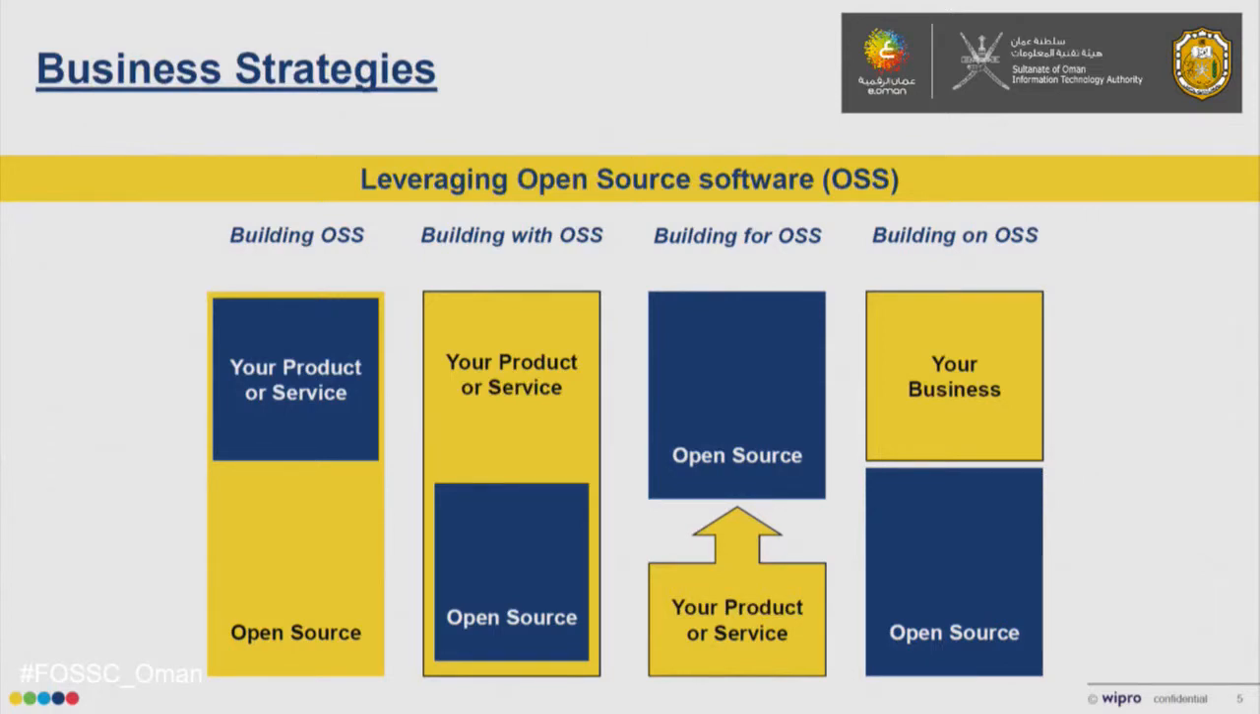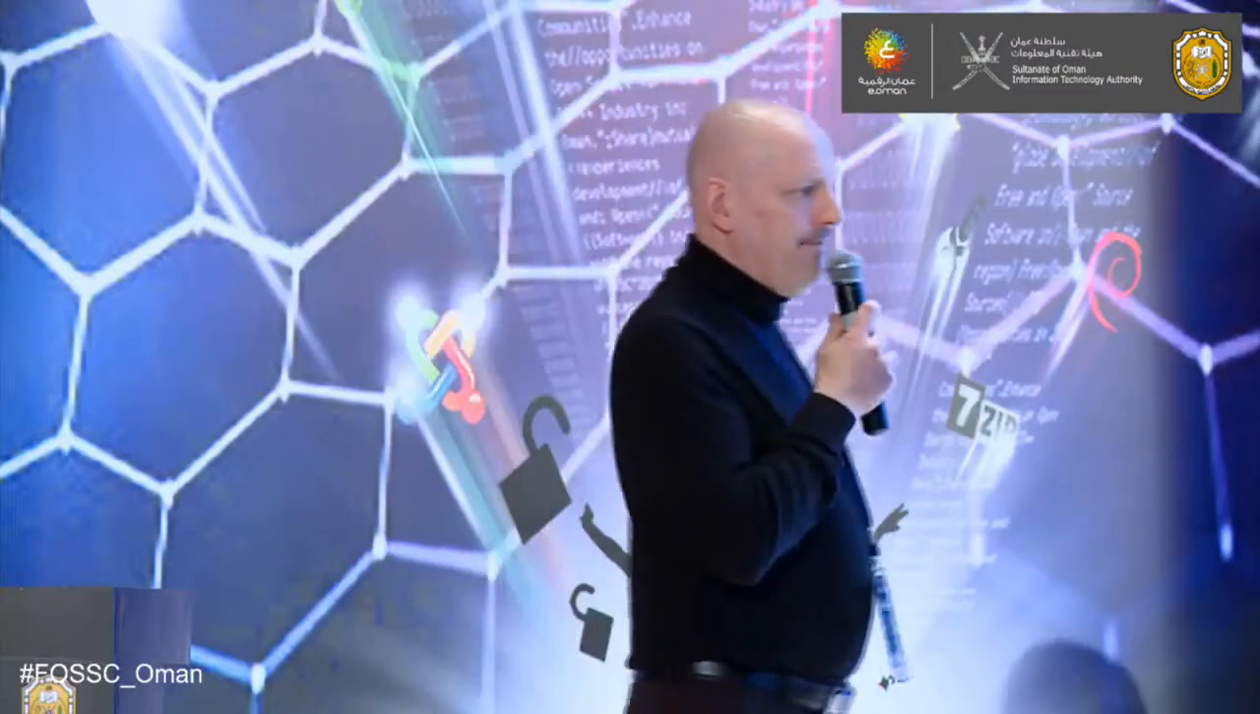And finally is building all of your business on top of open source. You create a business that relies on open source. You're selling services on top of it. You're supporting people. You're training. You're integrating, etc. Wipro, we're a system integrator. We build our business on open source because we do development of customer applications based on open source, amongst other things.